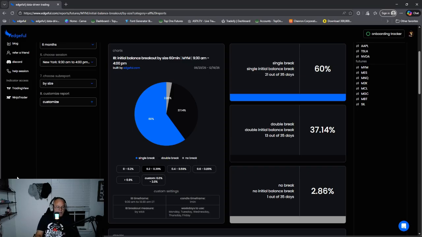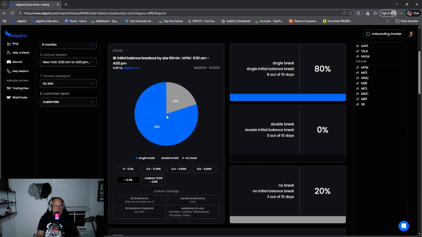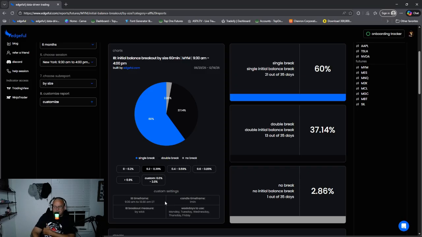If we go to 0.4 to 0.59, we're fine on our percentages. Greater than 0.9, we're fine. That's custom, so anything greater than 0.9%, we're still good. So the only one we need to worry about is this one right here. We tend to have a few more double breaks on this size of a day. So we'll measure and make sure.